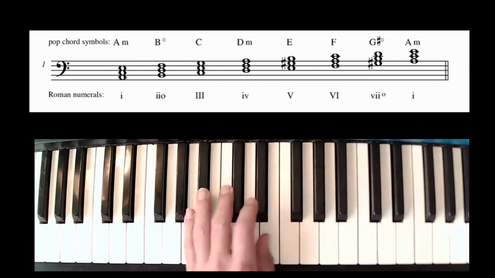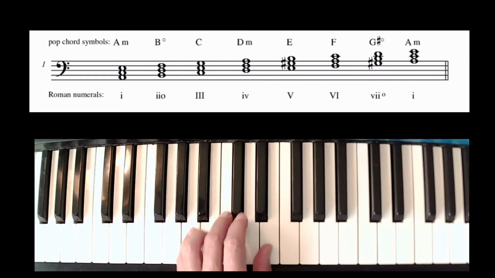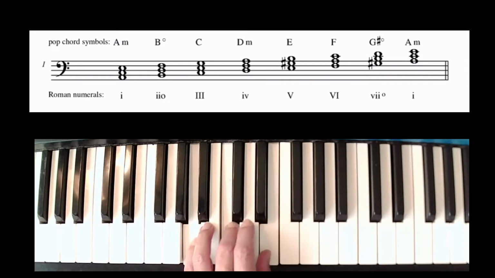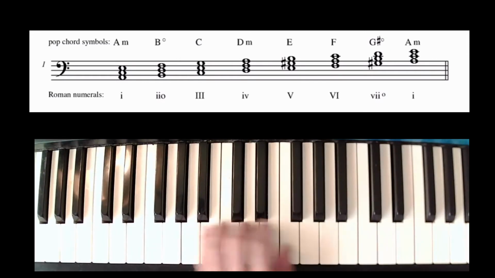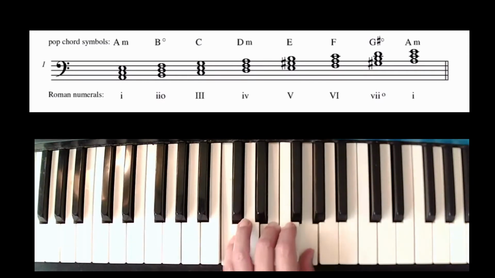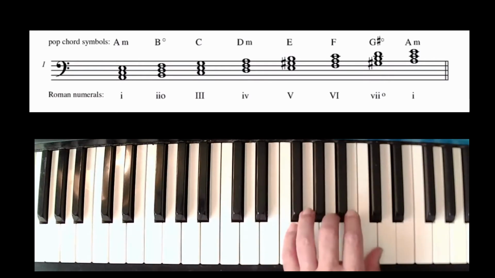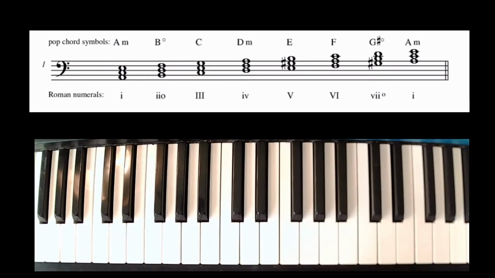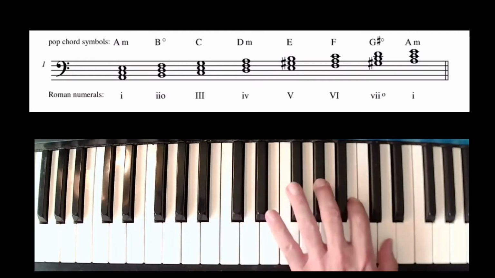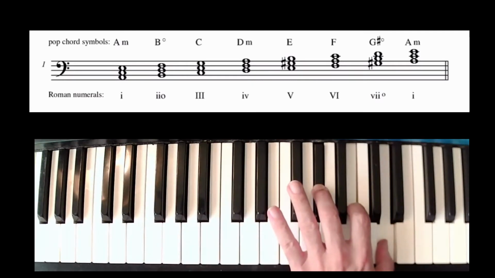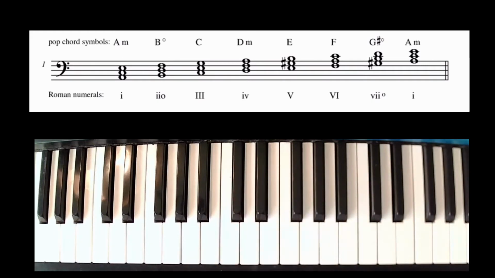What a lot of people like to do is just sort of memorize, where are the minor triads? The 1 and the 4. Where are the major triads? The 3, the 5, and the 6. And where are the diminished triads? The 2 and the 7. And that will be true of any minor scale.